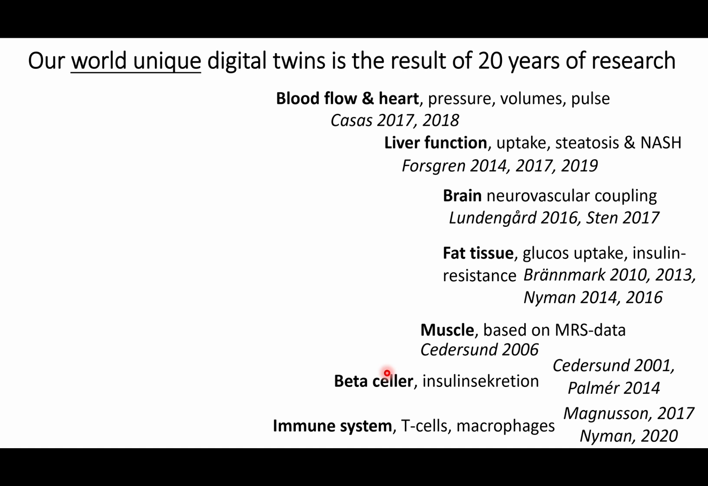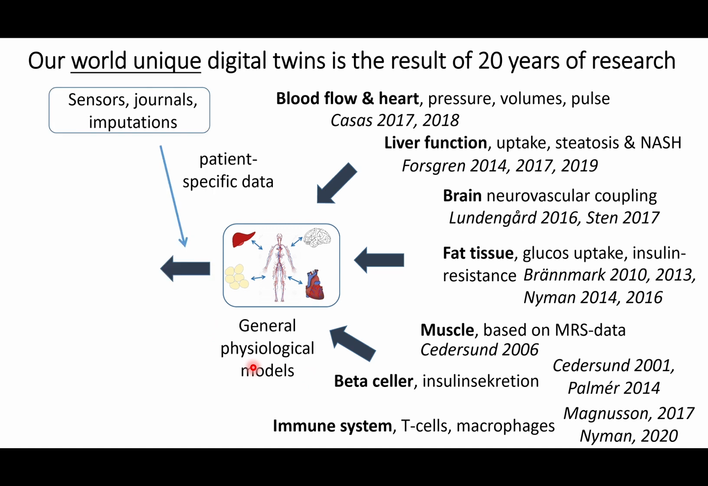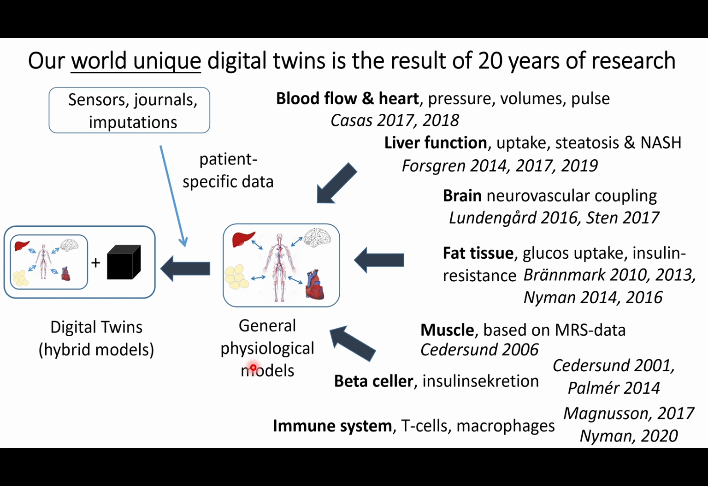And here you see publications where I'm a co-author of all of these publications, which develop models for all of these different organs. Now, this has been done by many research groups all over the world. But what is unique is that we have managed in the last year or two to combine all of these models into a single interconnected model that describes the general physiology in a person. And then by adding patient-specific data from sensors or journals or imputations, you get a digital twin.